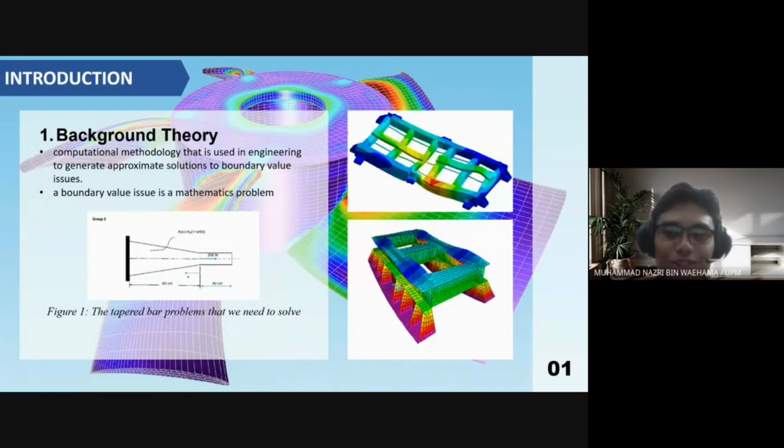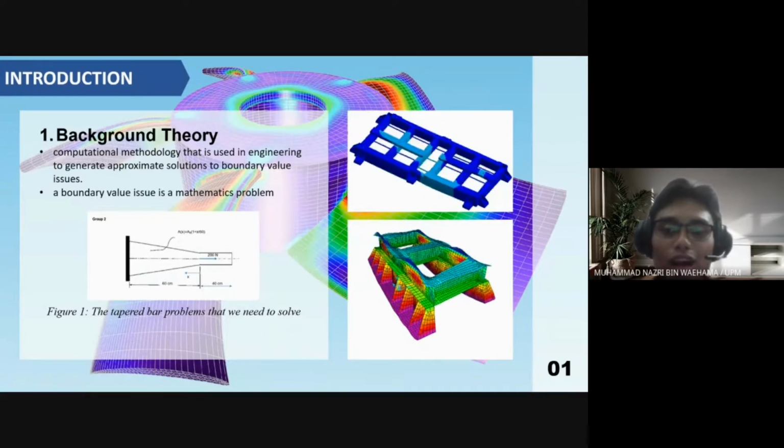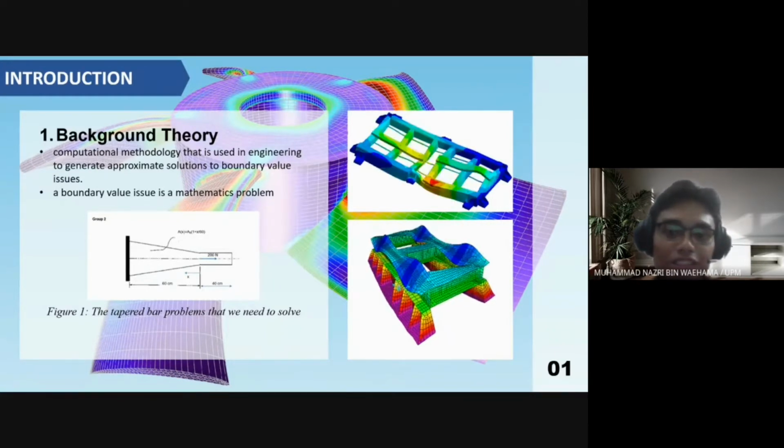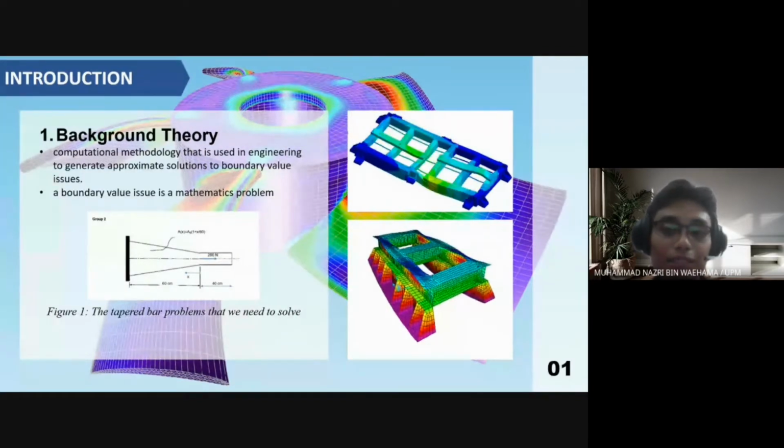mathematical physics issues. And the finite element method, which is the FEM, also known as the finite element analysis, FEA, is a computational methodology that is used in engineering to generate approximate solutions to boundary value issues. Simply put, a boundary value problem is a mathematical problem in which one or more dependent variables must satisfy a differential equation everywhere inside a defined domain of independent variables while also satisfying certain boundary conditions.